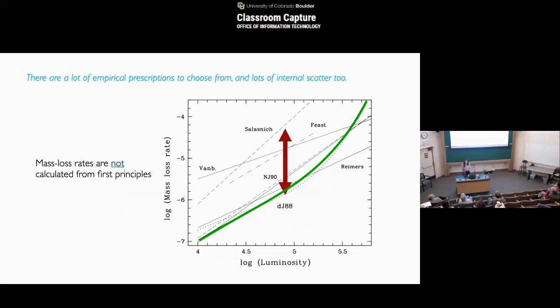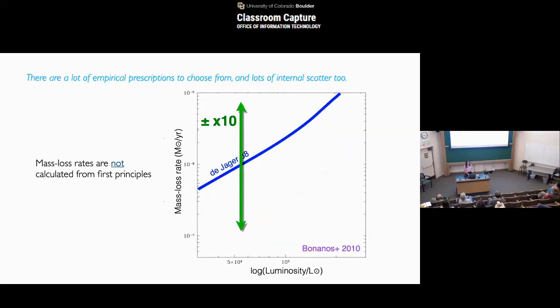So there are a lot of empirical prescriptions to choose from when you're trying to pick your favorite recipe to go into your stellar models. So you can see that at a given luminosity, depending on which relation you pick, you can end up with a very significantly different mass loss rate at that point. But the one that's most commonly used is the one that I've highlighted in green. It's the de Jager prescription from 1988.